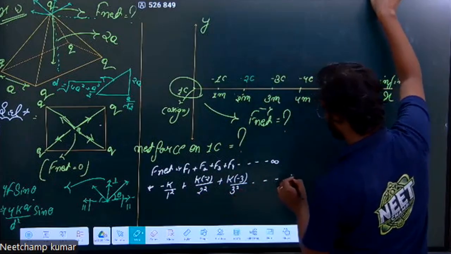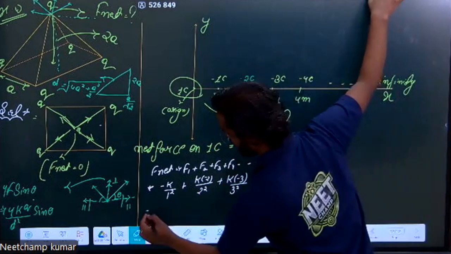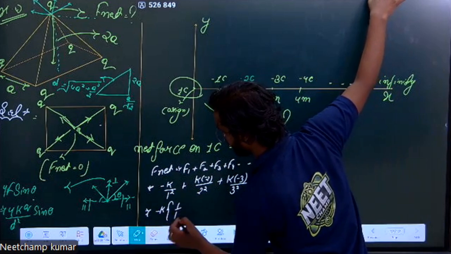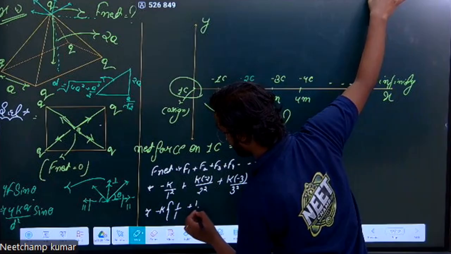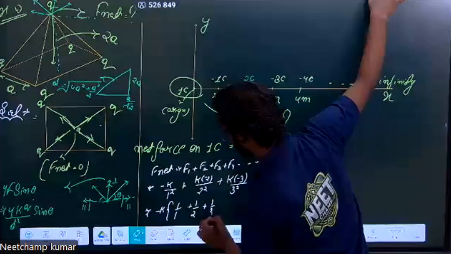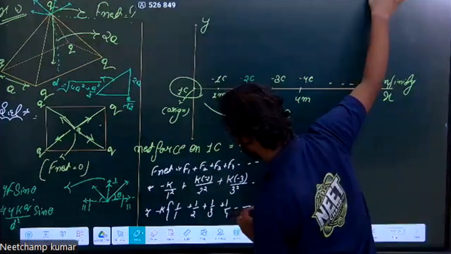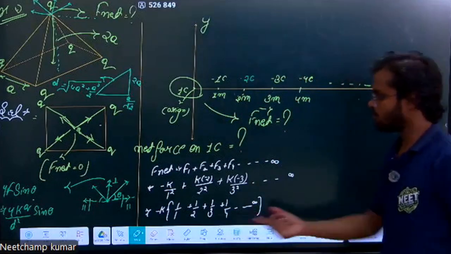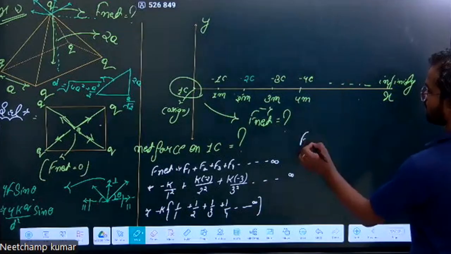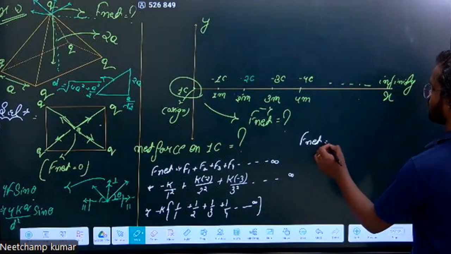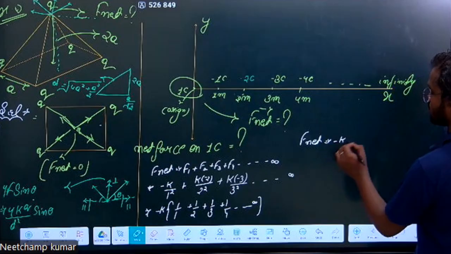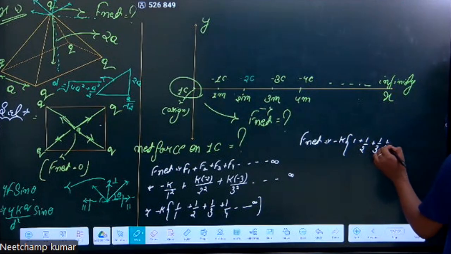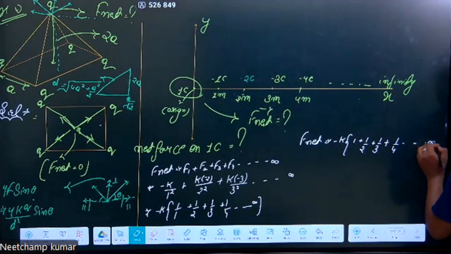This up to infinity. If you take minus k common from outside, what will I get? I will get 1 plus 1 by 2 plus 1 by 3 plus 1 by 4, this up to infinity. Now this you have to add. For getting F net, you have to add this: minus k times 1 plus 1 by 2 plus 1 by 3 plus 1 by 4 up to infinity. How to add this?